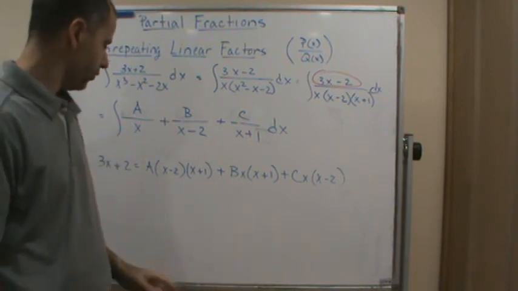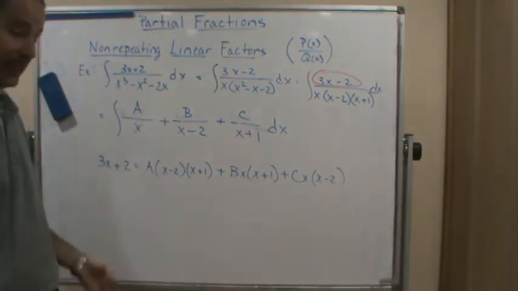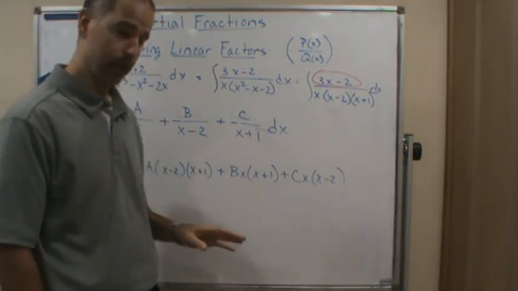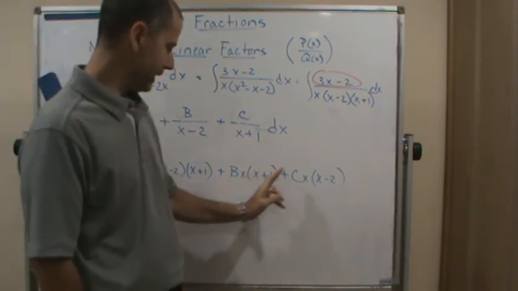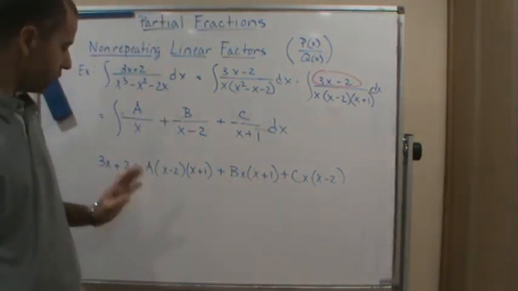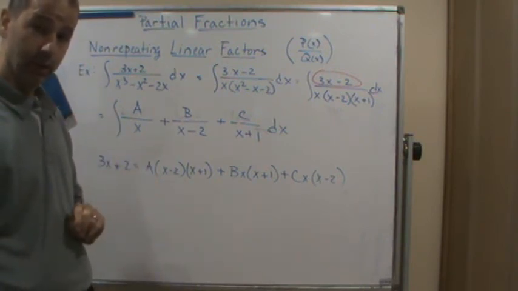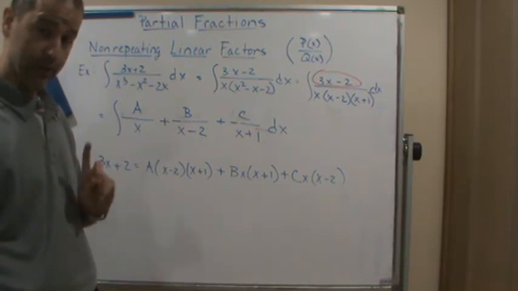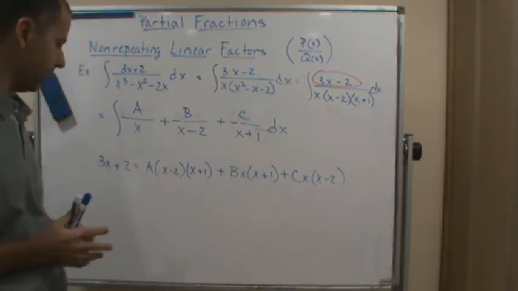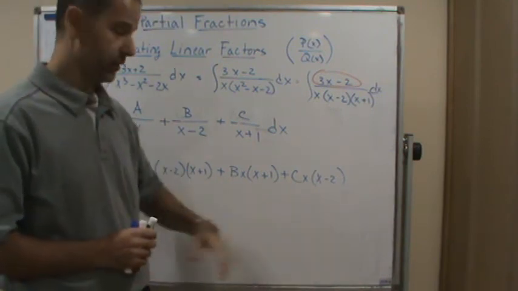That means we could choose values of x that will make this thing much simpler to solve. So typically what we want to do is eliminate all of the variables except for the one we want to solve for. We have A, B, and C to solve for. Those are the unknowns. So let's choose values of x that will eliminate 2 of the 3 unknowns and then solve for the one that's left over. The easiest way to do that is to pick a value that will make 2 of these terms 0.